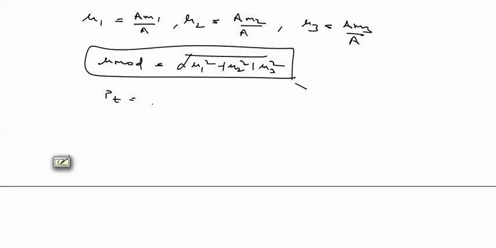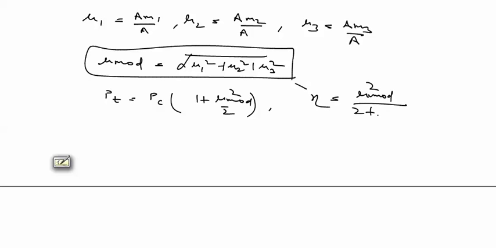Total power formula is also revised with mu modified. So all the formulas are revised due to modification in mu. Remaining formula of efficiency is mu modified square upon 2 plus mu modified square. So all formulas are revised because AM is a linear modulator. How is it linear? Effect is accumulating.